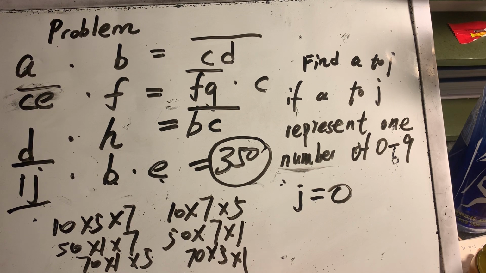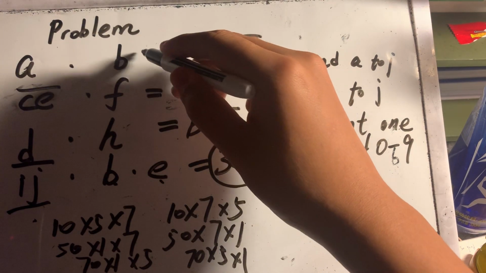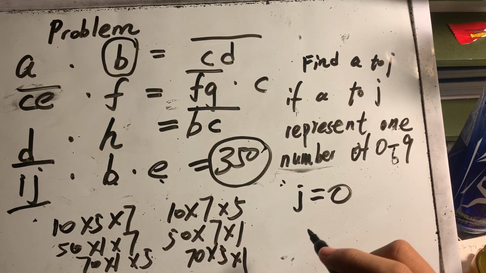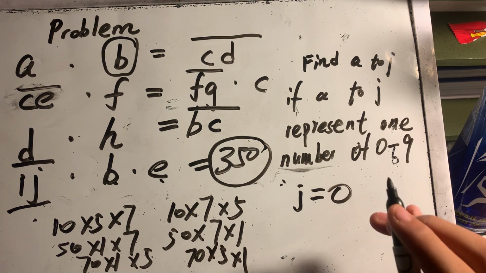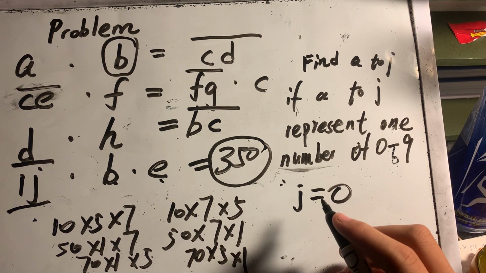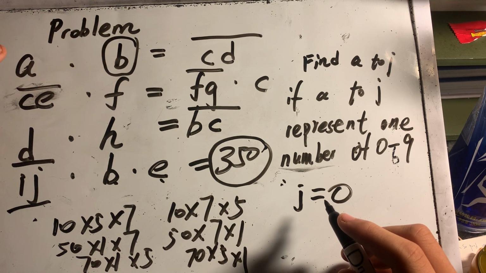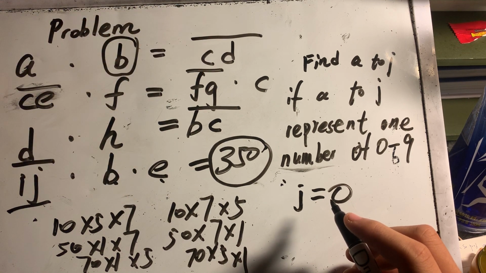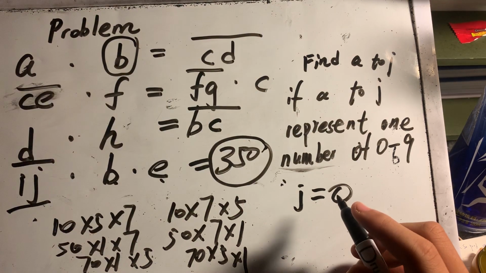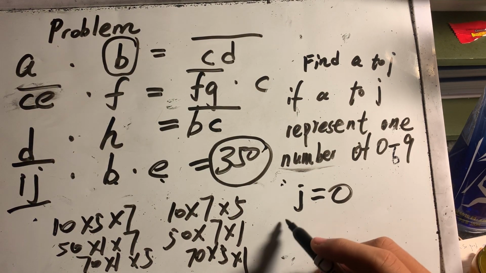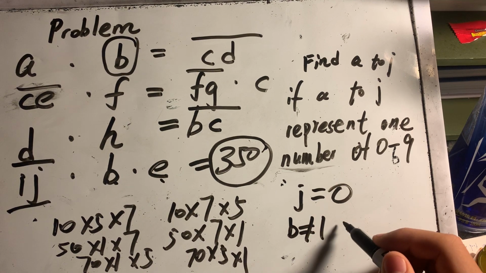So now let's see B. We first know that B cannot be equal to 1. Why? Because if B is equal to 1, then CD will be equal to A. However, A is only a 1-digit number instead of 2-digit. So this means that B cannot be equal to 1.